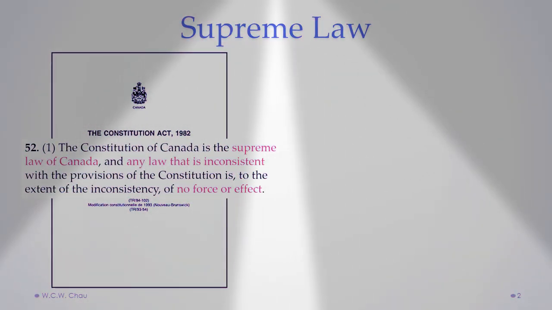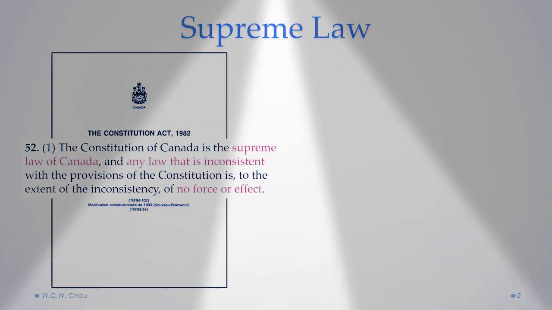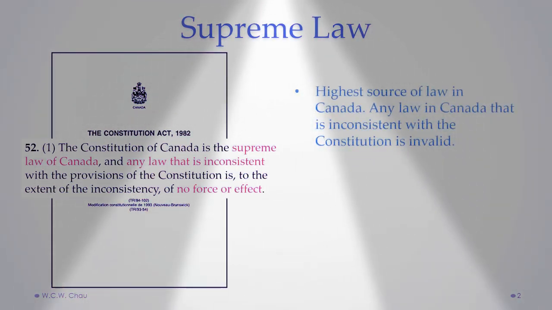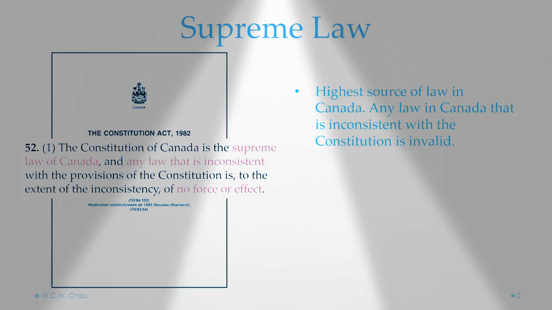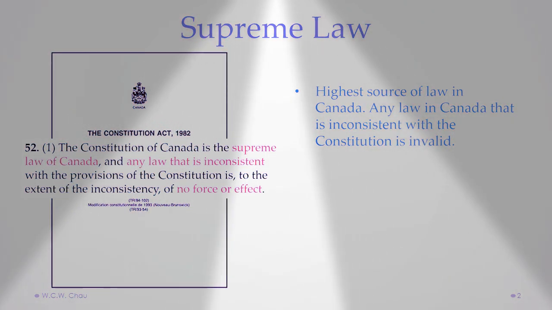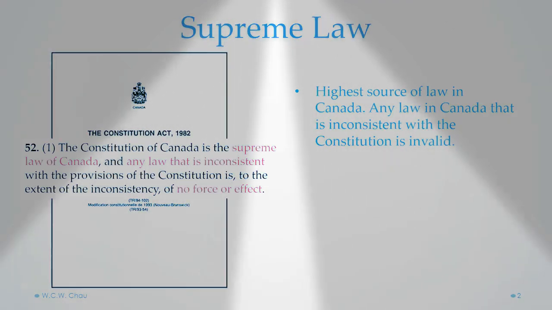So what that means is that any law that's made by a government in Canada, so that would include the federal government, provincial governments, and municipal governments, if it is inconsistent with the Constitution, that law is deemed to be invalid.